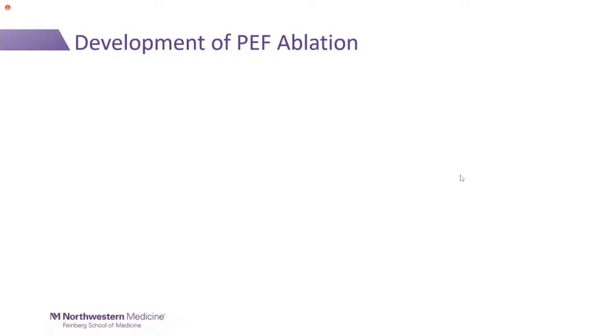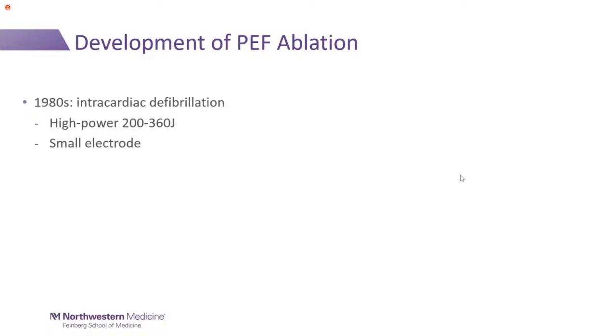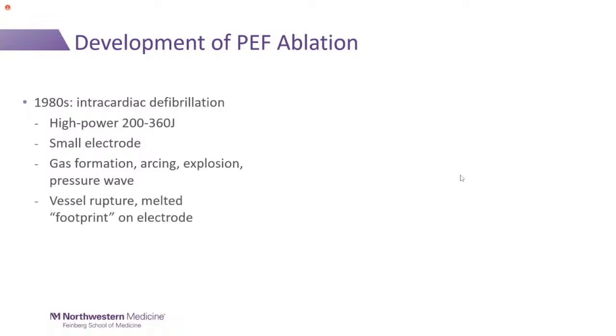So let's talk about it. What do we know? There are things we don't know, I will say, about pulsed electric fields, but in terms of the concept, in the 1980s, people thought, well, why don't we try intracardiac defibrillation? And so they would deliver 200 to 360 joules of energy through a small electrode. Talk about current density, okay? There was gas formation, there was arcing, there were explosions, pressure waves that formed and vessel rupture, and there was a melted footprint on the electrode. So this turned out probably not to be quite the right protocol for this technology.